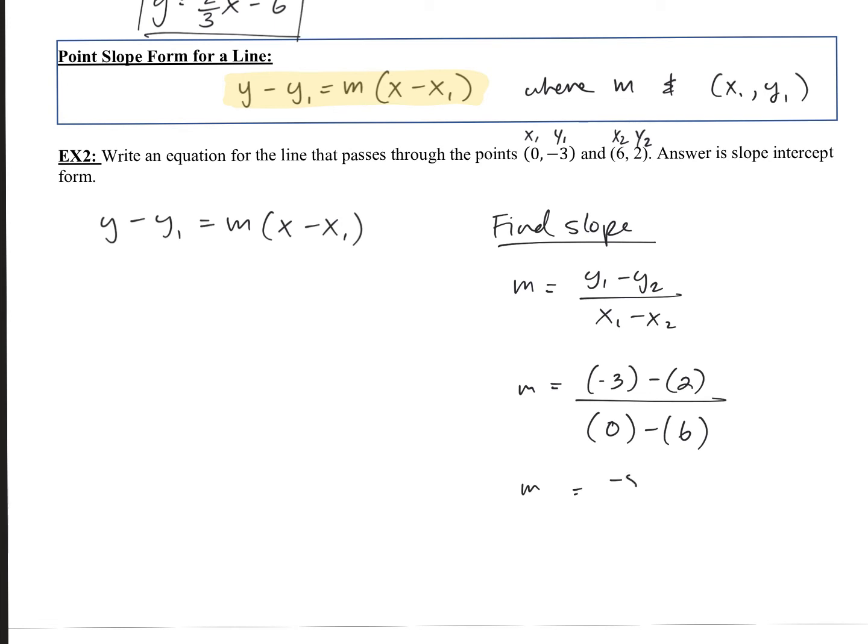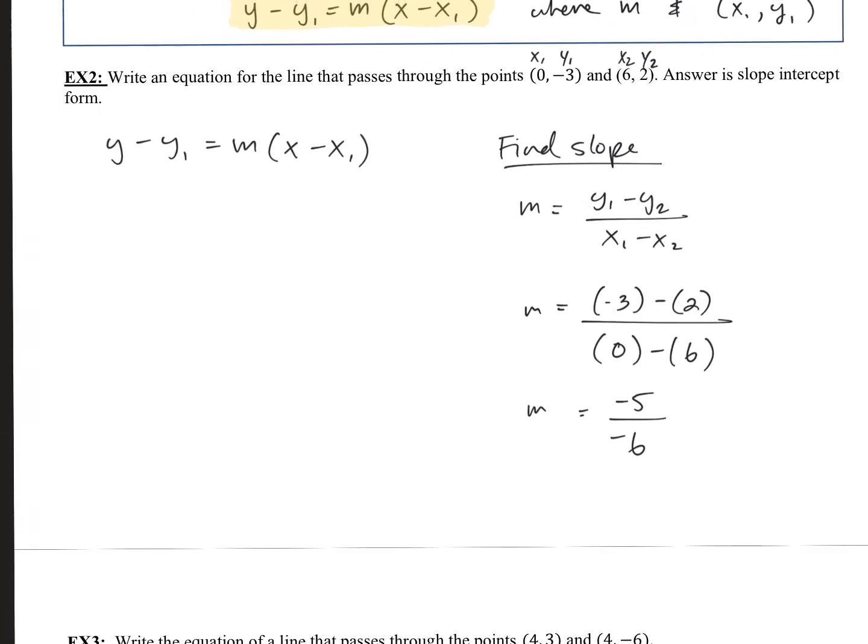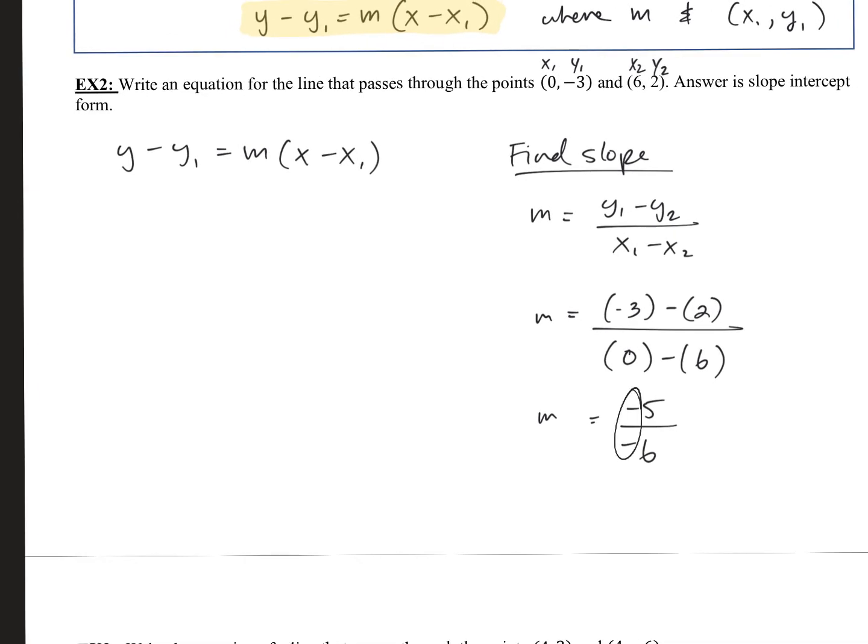Negative 3 minus 2 is negative 5. 0 minus 6 is going to be negative 6. So simplifying, negative divided by negative is a positive. So m equals 5 over 6. And there's my slope. So I can go ahead and plug that in. My slope is 5 over 6.